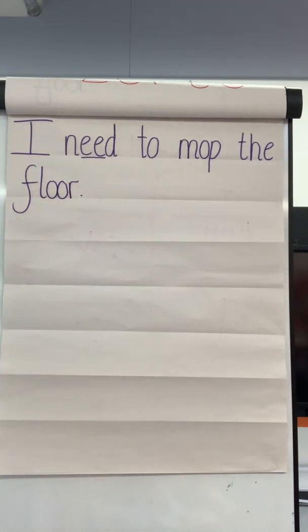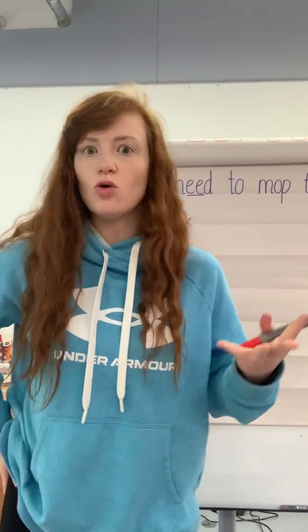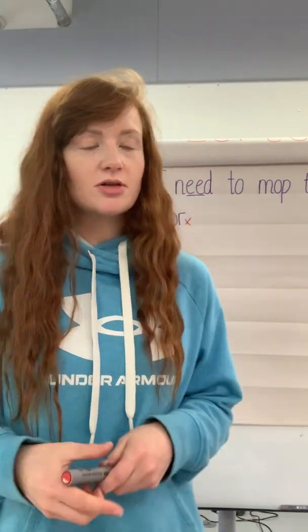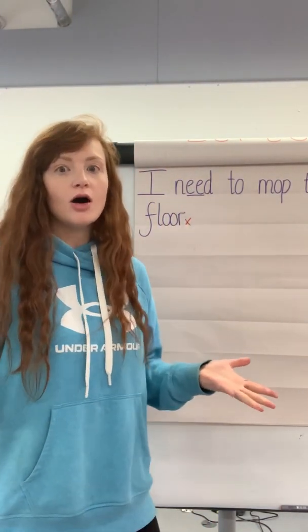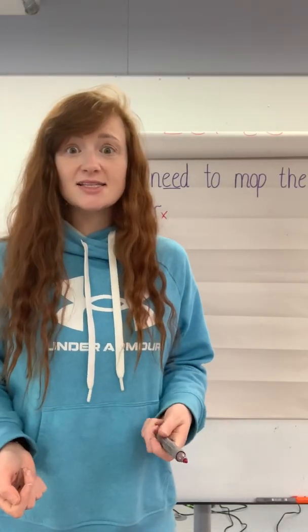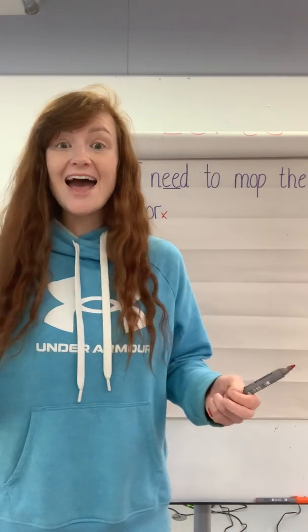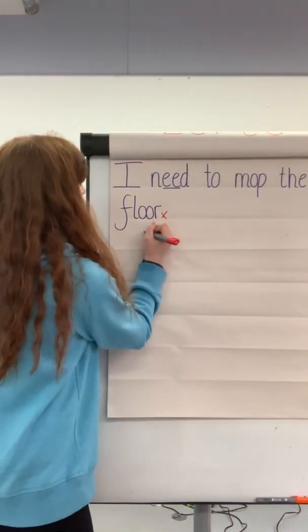Now remember, Miss Bailey doesn't want that rubbish sentence. She wants it extending. And so you can extend your sentence using a conjunction of your choice. It could be and, it could be because, it could be but, it could be or. It could be any of those, so it's completely up to you. I need to mop the floor, or I won't get my pocket money. I need to mop the floor because it is dirty. I need to mop the floor and clean the windows. See whether you can use those conjunctions.